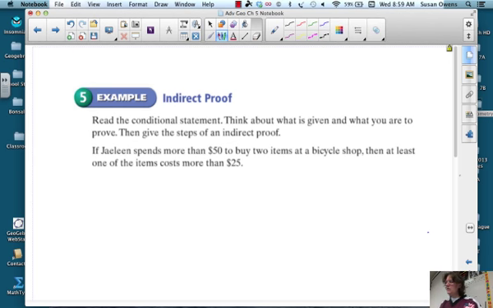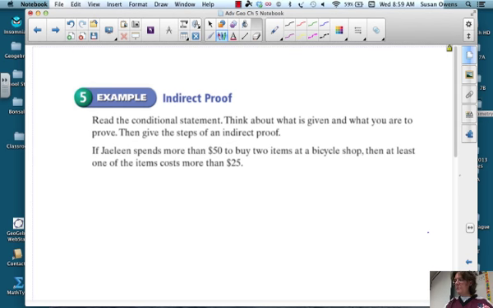Read the conditional statement, think about what is given and what you're trying to prove, and then give the steps of an indirect proof. If Jaylene spends more than $50 to buy 2 items at a bicycle shop, then at least one of the items costs more than $25. So basically what I have here is a conditional statement.